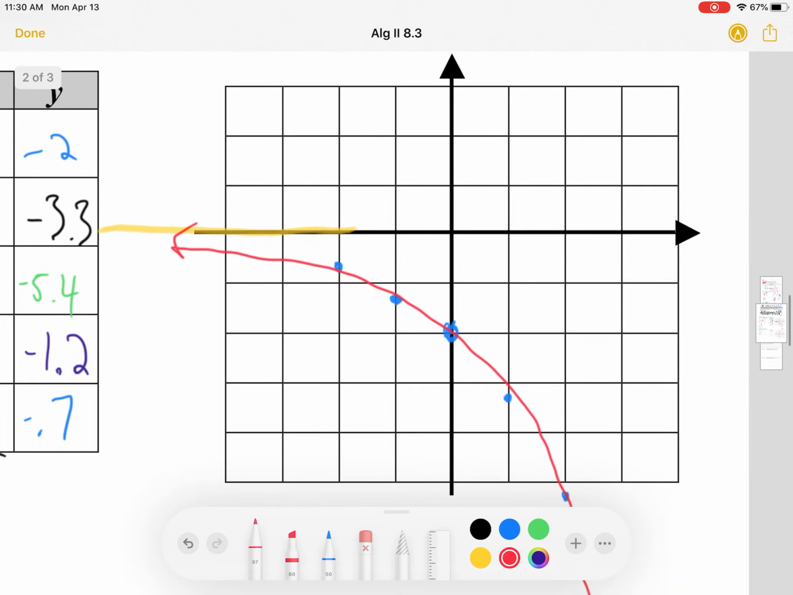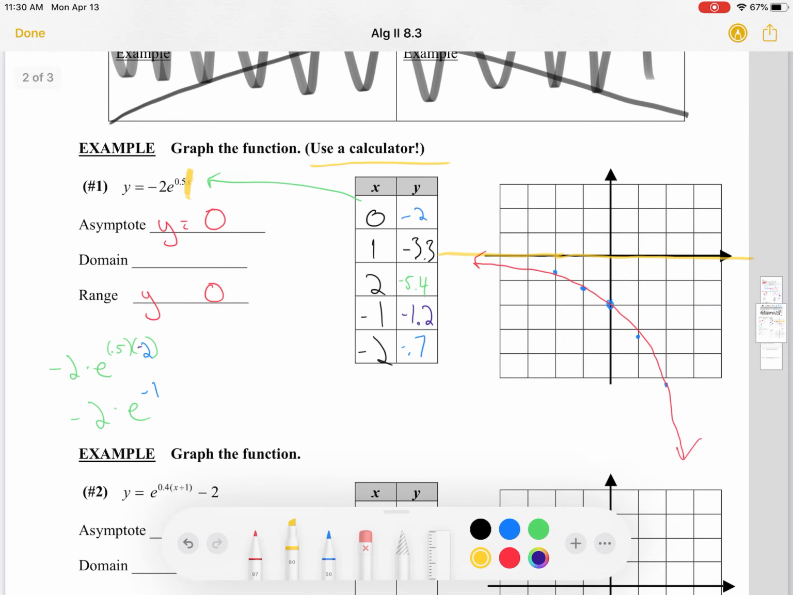So now we got to ask ourselves, okay, well, is my graph above this line or below my yellow line? You should say, well, it's below, duh. So if you're below the line, that's going to be y is less than 0.